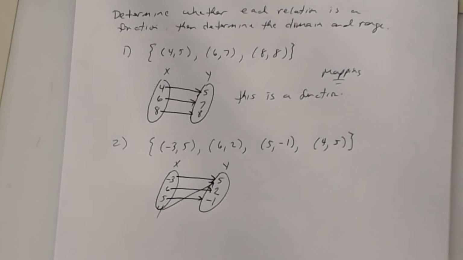Okay, so a majority of you said no. What is the definition of a function? For each x, there's what? 1 y. So let's talk about that. When x is -3, how many y values are there? 1. When x is 6, how many y values are there? 1. When x is 5, how many y values are there? 1. When x is 4, how many y values are there? 1. Now I'm going to ask you again, is this a function? Yes. Yes, this is a function.